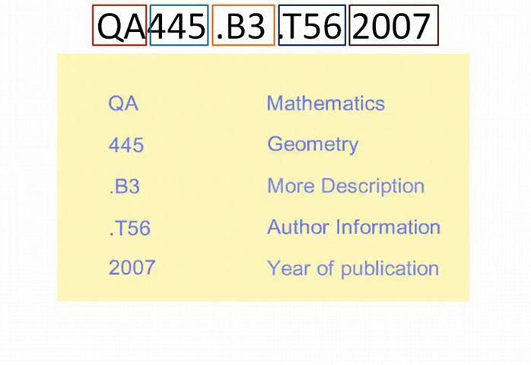Finally, let's look at this call number, QA 445.B3.T56, 2007. This is a book about geometry. Broken down into its separate parts, each part represents a narrowing down of the classification of this book. The QA is for the general topic of mathematics. 445 is for the narrower field of geometry. And then there are designations for narrower subject and author information, and finally, the date of publication.